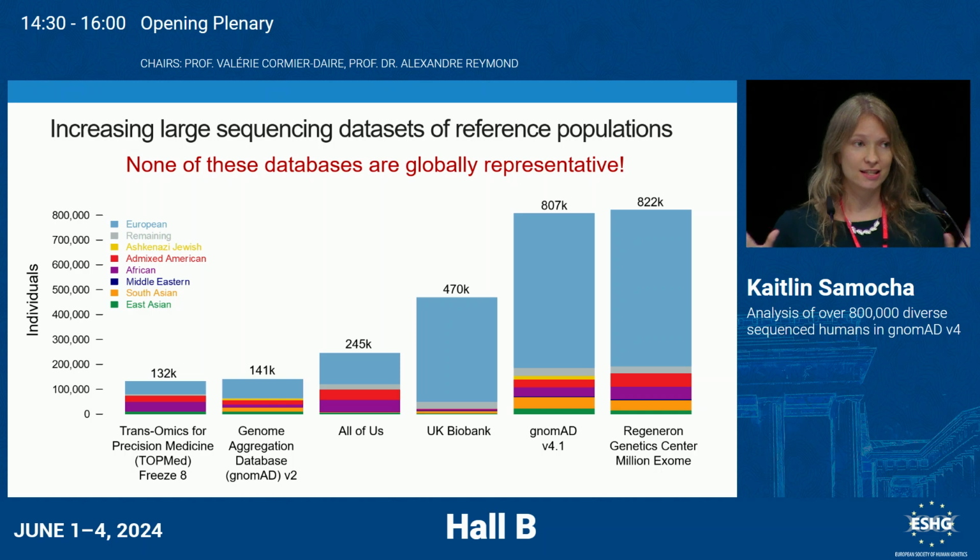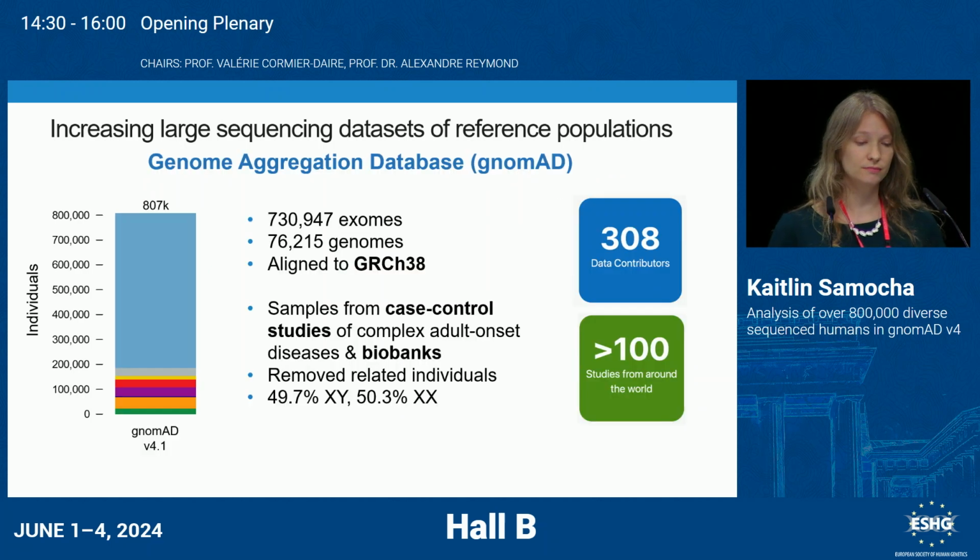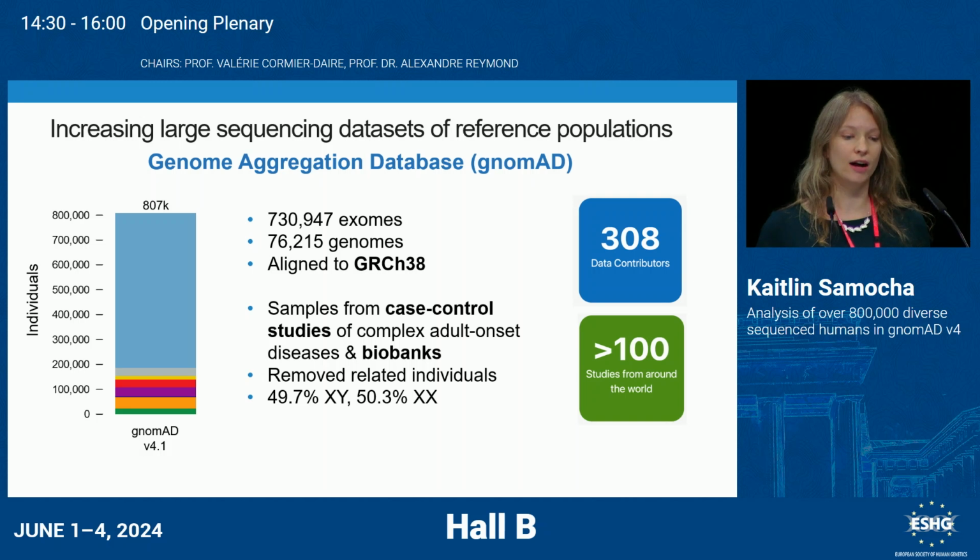And just to say, this isn't about identity, this is a genetic similarity clustering metric. So focusing in on the Genome Aggregation Database, or gnomAD version 4, this is about 731,000 exomes and 76,000 genomes that were all natively aligned to GRCh38.